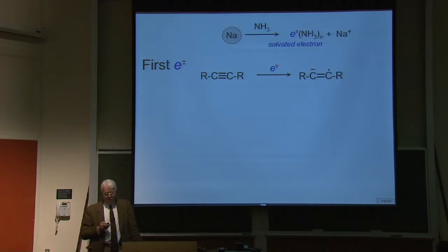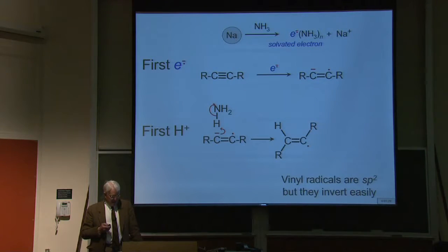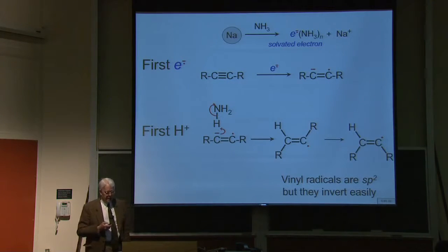That, of course, is a very strong base, the carbon anion. So it can react with the ammonia and pull off a proton, right? So we've added an electron and a proton. That's the equivalent of adding a hydrogen atom, although it's done in 2 stages, okay? So we get this vinyl radical, which is bent, right? They're sp squared hybridized at that functional carbon, but they invert easily in the case of a radical, right? So it goes back and forth between the R being on the same side and the opposite side.